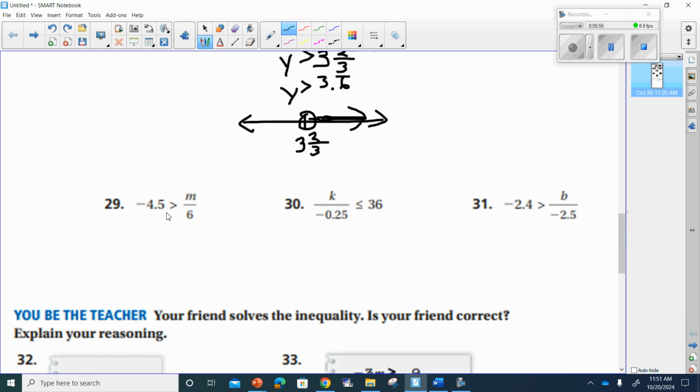All right, number 29 says that I'm dividing by 6, which means I'm going to multiply by 6 to get m by itself. I'm not dividing or multiplying by negative numbers, so my arrow stays in this direction. Whatever I multiply to one side, I do to the other. And 6 times negative 4.5. Well, a positive times a negative is a negative, and 4.5 times 6: 5 times 6 is 30. 4 times 6 is 24, plus 3 is 27. So one decimal place. That's going to give me negative 27.